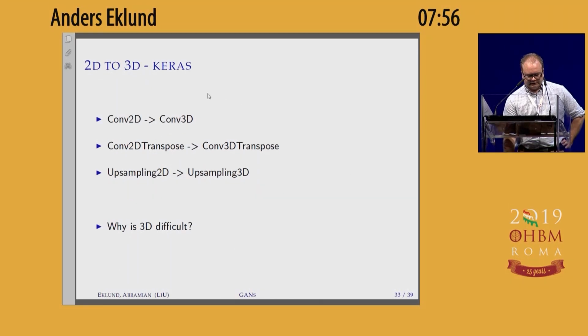So if you think back of the code that we looked at, we had the Conv2D to perform the 2D convolutions. We have Conv2DTranspose that's needed for the back propagation and UpSampling2D. So to change the code to 3D, we only need to replace these functions with Conv3D, Conv3DTranspose and UpSampling3D. So it doesn't seem very difficult to go to 3D.